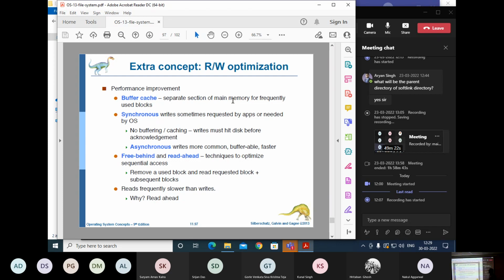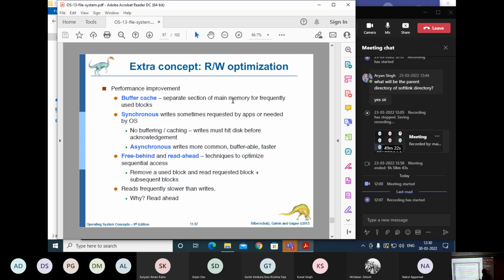Essentially, for performance, you use something called buffer cache. There are two concepts. One is buffer cache, which means a separate section of main memory for frequently used blocks. You frequently use or reuse some particular disk blocks, you put them into the buffer cache, a portion of main memory. And in that case, what do you do? First time someone is told, read me the 232nd block. You first go to the buffer cache and check whether that block data is already there. It will make it faster, depending on the hit rate and so on.